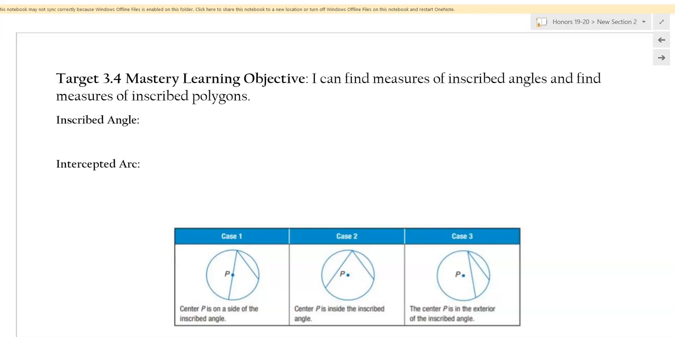Alright guys, we're now looking at target 3.4. Our math learning objective is I can find measures of inscribed angles and find measures of inscribed polygons.